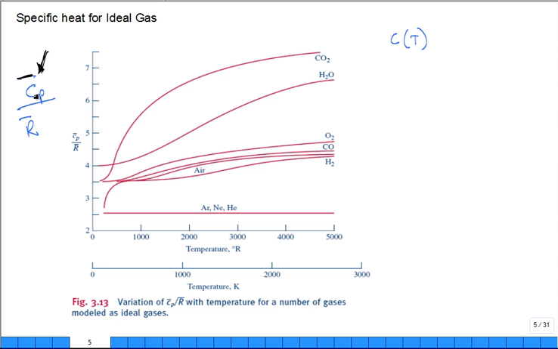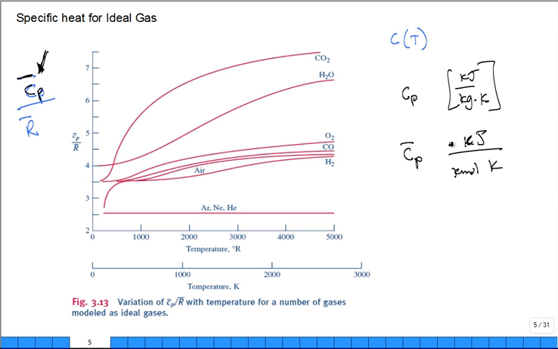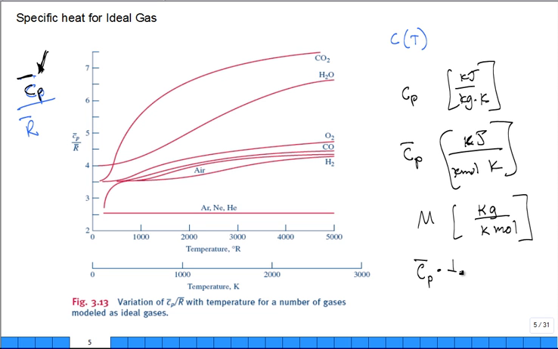What are the units on this C sub P bar? C sub P has units of kilojoules per kilogram Kelvin. C sub P bar has units of what? Kilojoule per something Kelvin. What do you think? Kilomole. How can I jump back and forth between C sub P and C sub P bar? Use big M, the molar mass. What were the units on a molar mass? Kilogram per kilomole. So if I take C sub P bar and divide by the molar mass, do I get to C sub P? So now this is R bar.